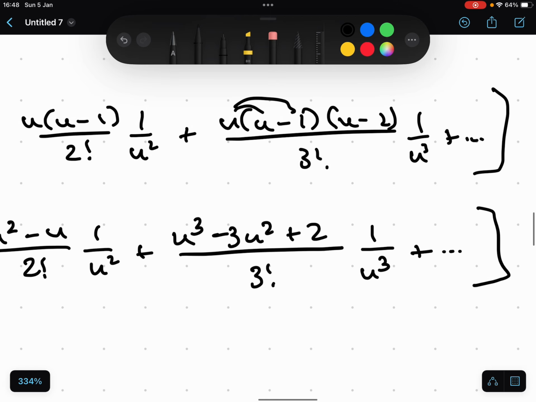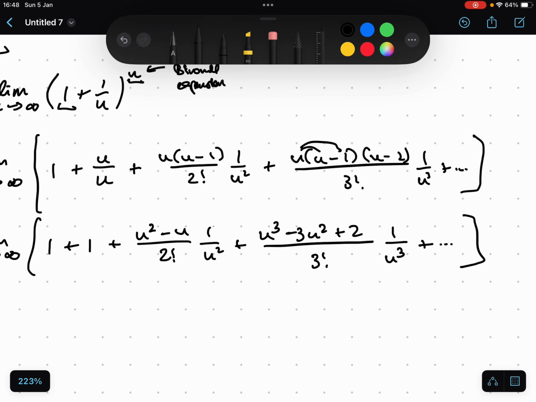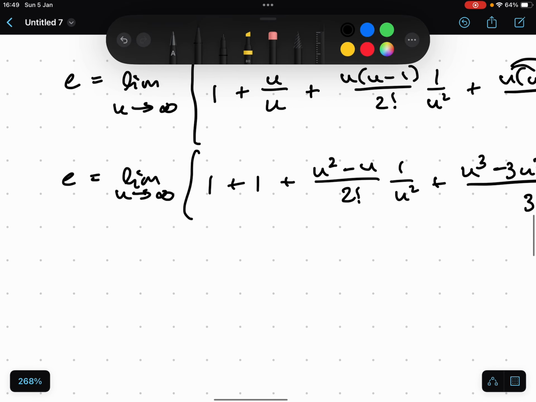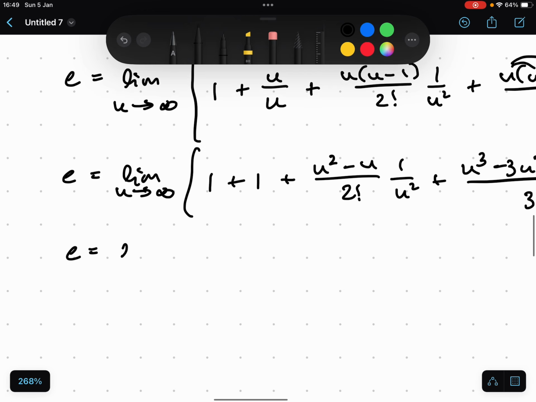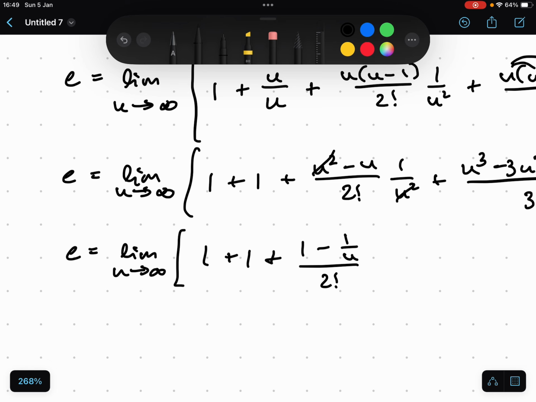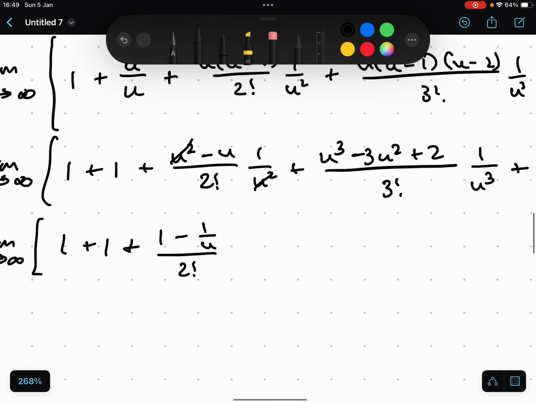Now the rest of these terms aren't important. I'll explain why in a minute. But let's just have a look at the first thing. Let's see what cancels, because a lot of things cancel. The first thing that cancels, as we can see here, is the u squareds. The u squareds cancel, and we're just going to be left with 1 minus 1 over u over 2 factorial. And then we're going to go plus so on. So let's have a look. The u cubes as well cancel here.